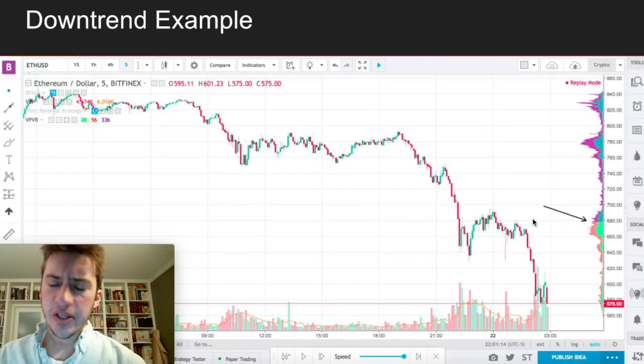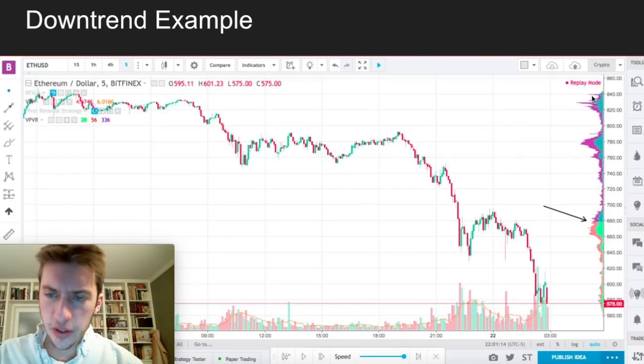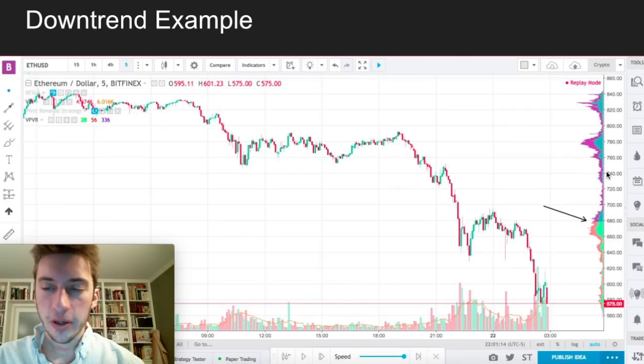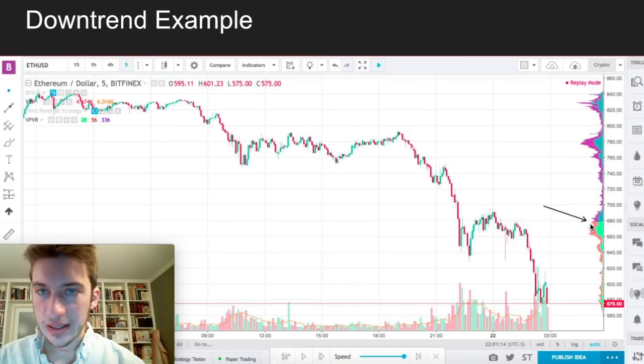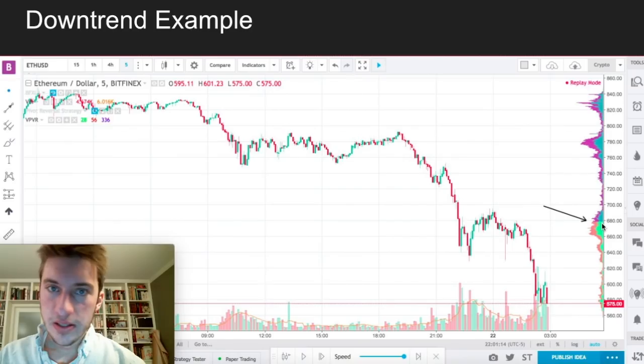Okay, so this does look like a very healthy downtrend. We have a value area that's located at the top of the volume profile, which means that there's a lot of volume above price, which is going to push price down. And we can also see that the value area low, the lowest point of the value area, is likely to become resistance. That price point is around 680. Let's see where price goes.